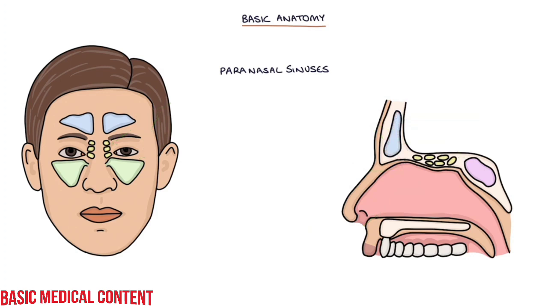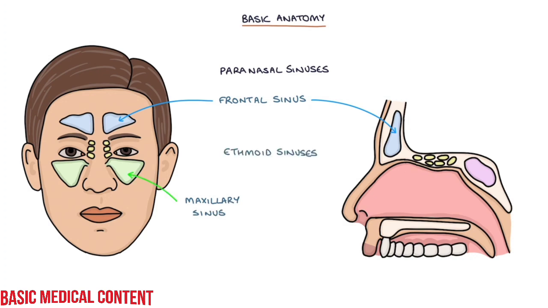There are 4 sets of paranasal sinuses: the frontal sinuses, which are above the eyebrows, the maxillary sinuses, which are either side of the nose below the eyes, the ethmoid sinuses, which are in the ethmoid bone, which is in the middle of the nasal cavity, and the sphenoid sinuses, which are in the sphenoid bone at the back of the nasal cavity.